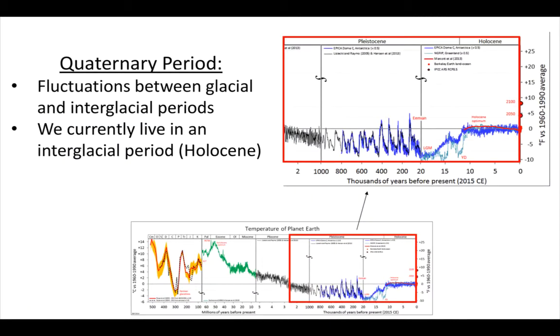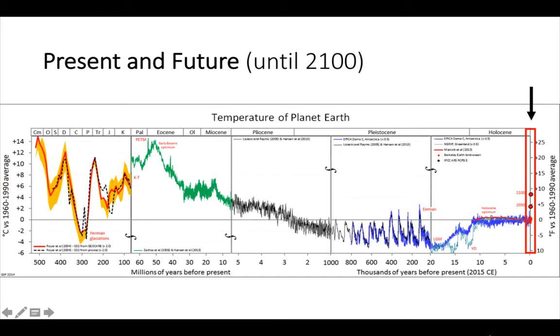So in a nutshell, the Quaternary period, what I want you to remember is that it shows fluctuations between glacial and interglacial periods. And the current period that we live in is an interglacial period called the Holocene. Okay? So now that we have the Quaternary, I'm going to turn and talk about the present and our future climate, which, as you've seen throughout the course of Phanerozoic climate history, we've been talking in millions to thousands of years. Now we're going to be talking in just under 100 years.